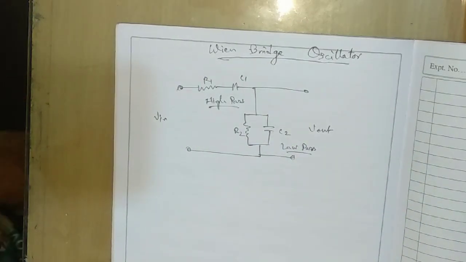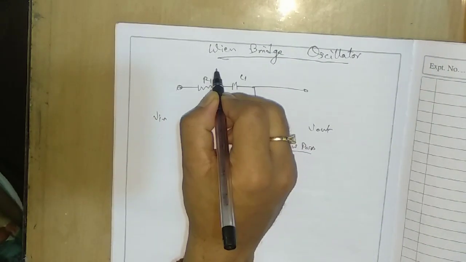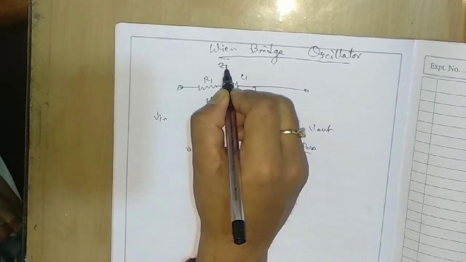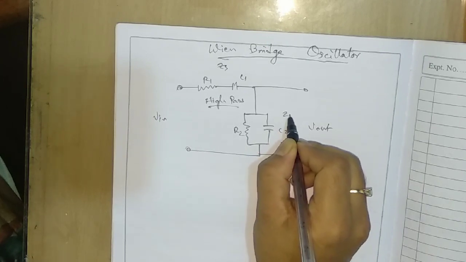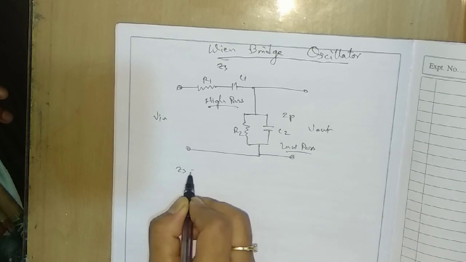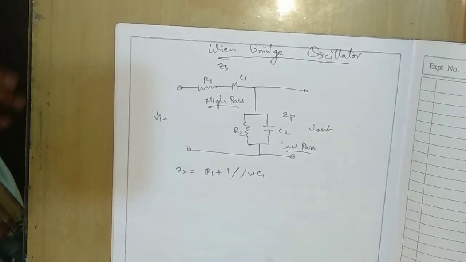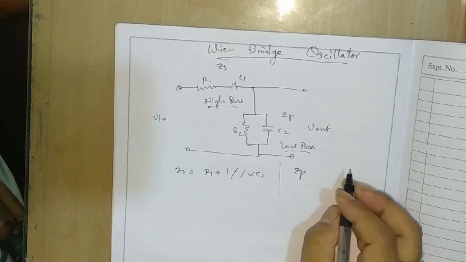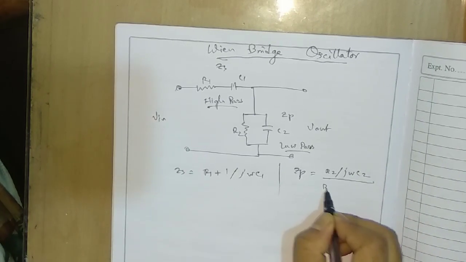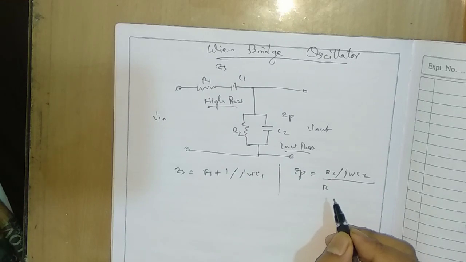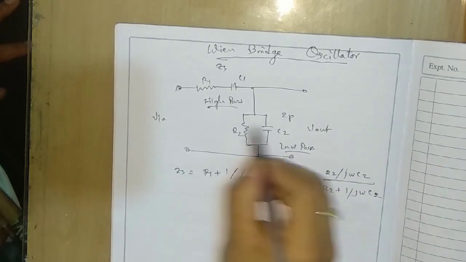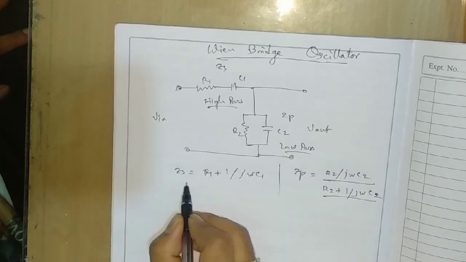So for these two networks, if we assume the impedance of this high pass network is ZS, and for this we have impedance of ZP, we have ZS equal to R1 plus 1 by j omega C1, and for ZP we have R2 by j omega C2 divided by R2 plus 1 by j omega C2, as these two are in parallel and these two are in series.